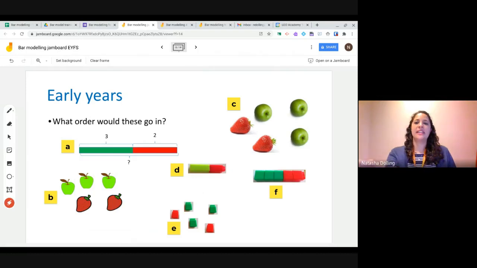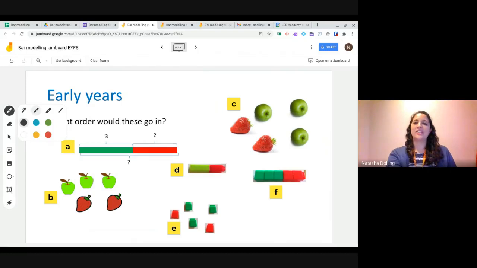Great. So lots of you are saying that you would start with C, which is completely right. This is supposed to represent the actual physical objects. So in this case, we've got 3 apples and 2 strawberries. Here, obviously, I've just got a picture of them, but it would be completely right that you would start with the concrete apples and the concrete strawberries in your classroom. So yes, you're completely right. Lots of you are coming in C, B, E, F, D, A. Okay, so a bit of difference. C, B, E, F, D.